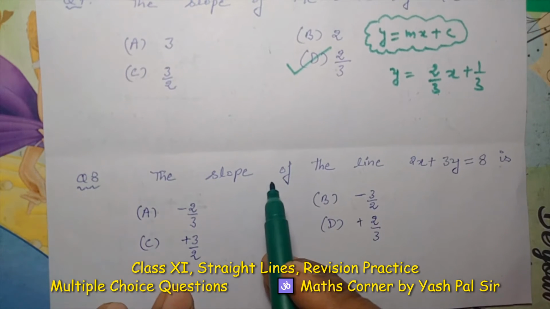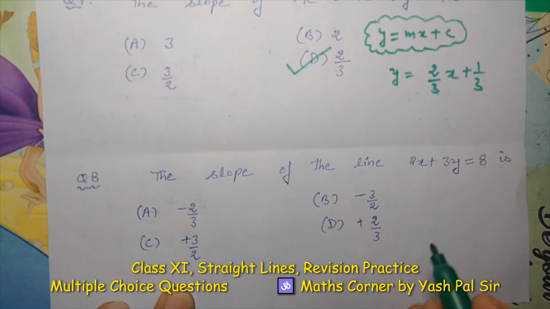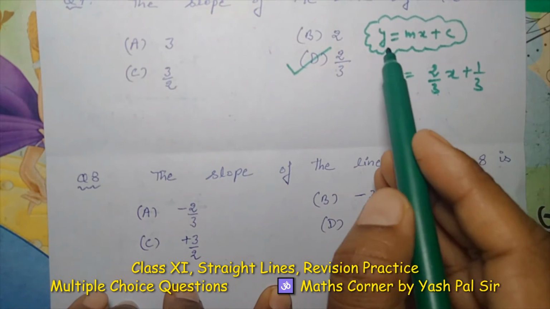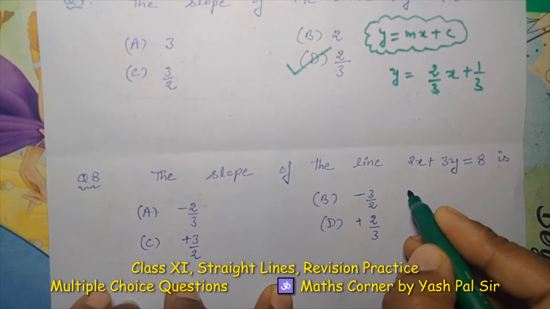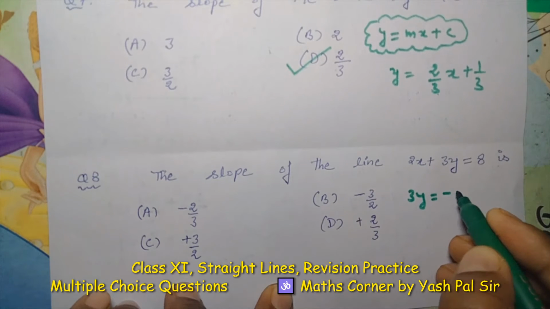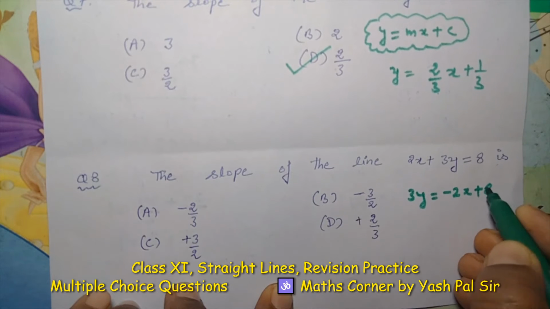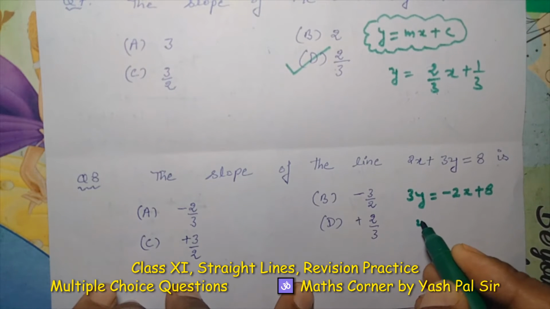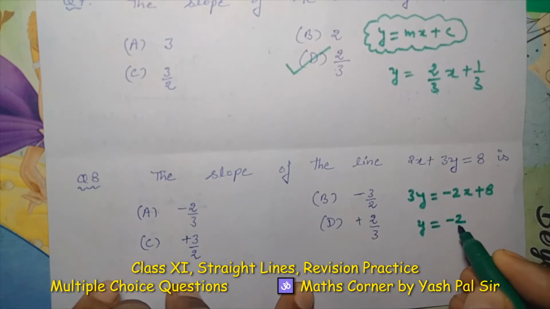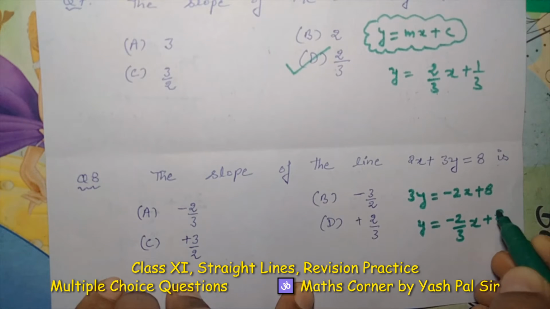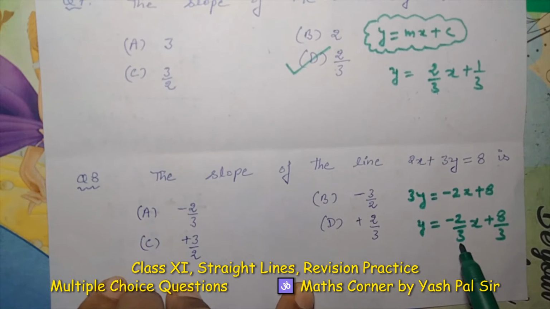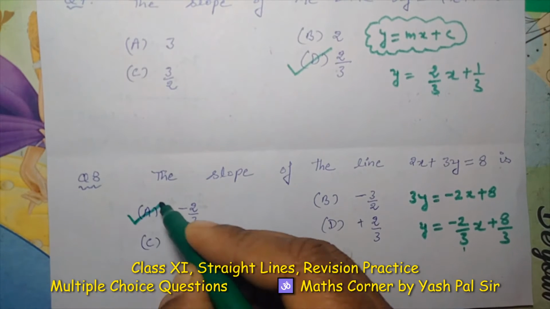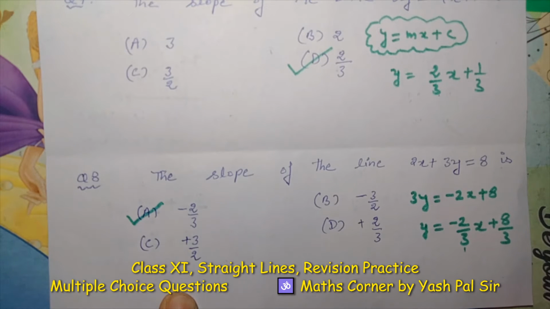The slope of the line 2x plus 3y is equal to 8 is. Again we convert this question into slope intercept form. That is, we can write it as 3y is equal to minus 2x plus 8. Now dividing both sides by 3, we have y is equal to minus 2 upon 3 x plus 8 upon 3. Now what is this? Y is equal to mx plus c. M is the slope. Minus 2 upon 3 is the slope. So option number A is the right choice.